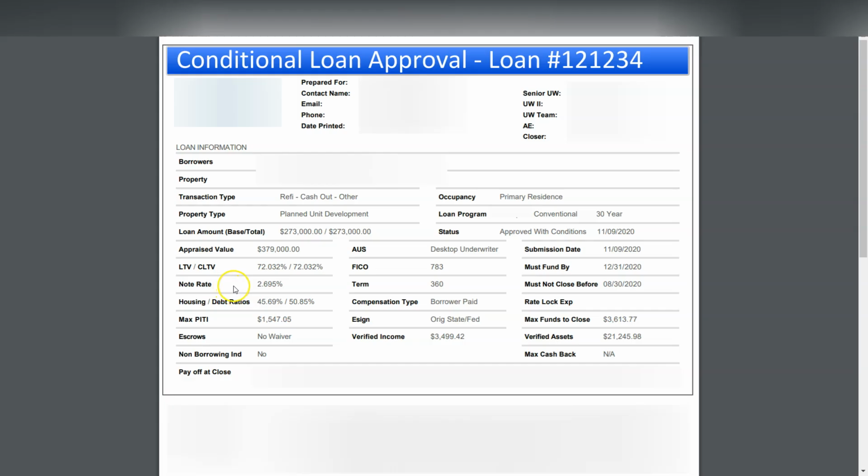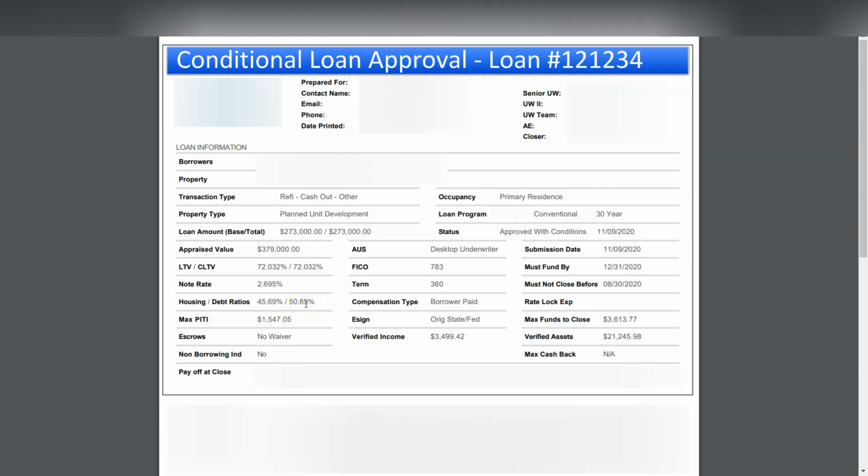Below that, we have the note rate or the interest rate. So this is the borrower's interest rate, not the APR or annual percentage rate. This is the actual rate that the borrower is going to pay for the 30 years in which the borrower is financing the loan. So in this case, this is 2.695%. The housing ratio is 45.69%, and the debt ratio is 50.85%. So as you can see, this is just over 50%.